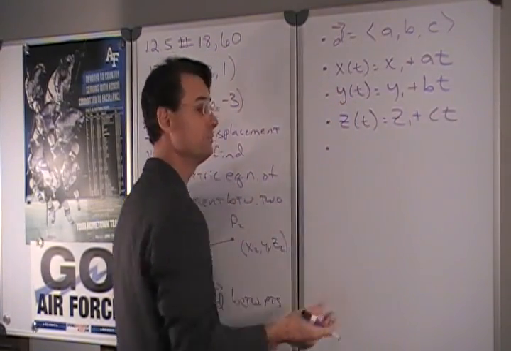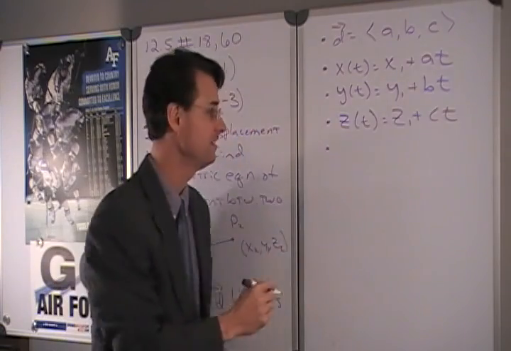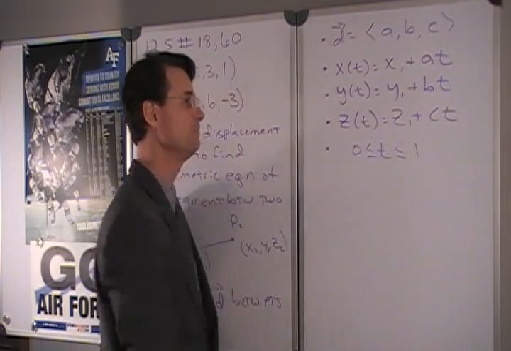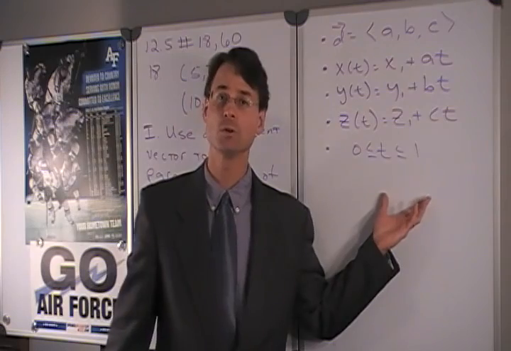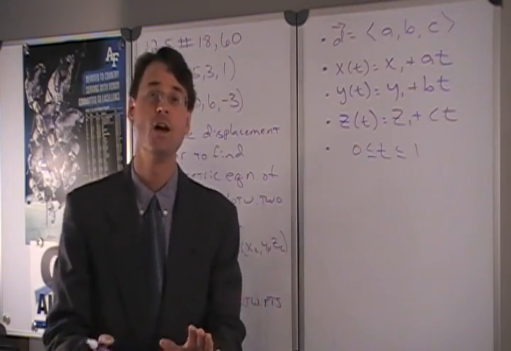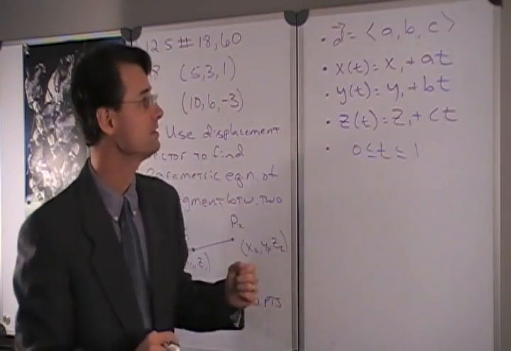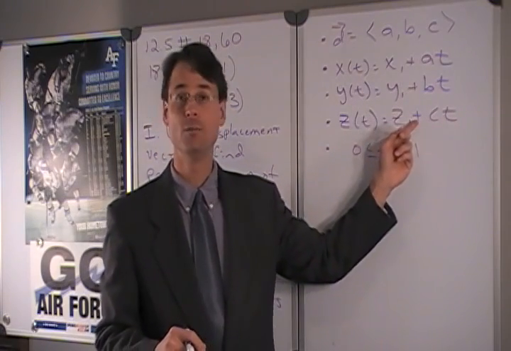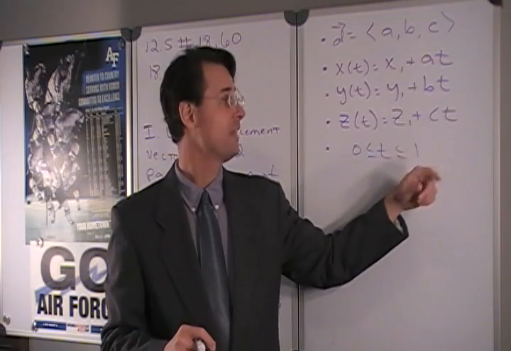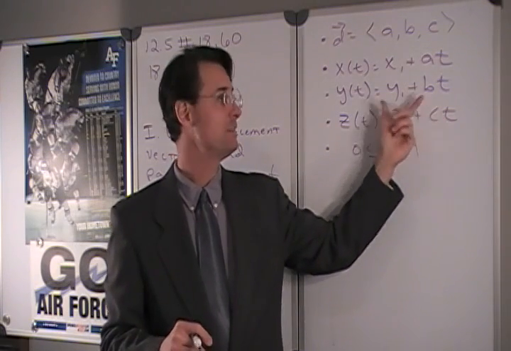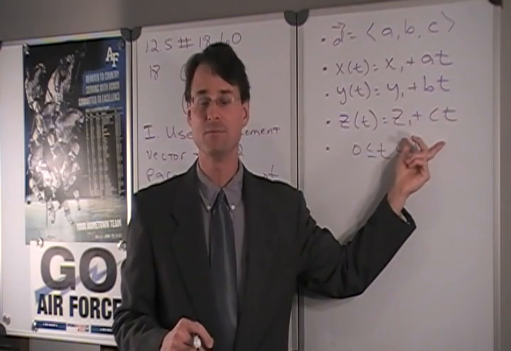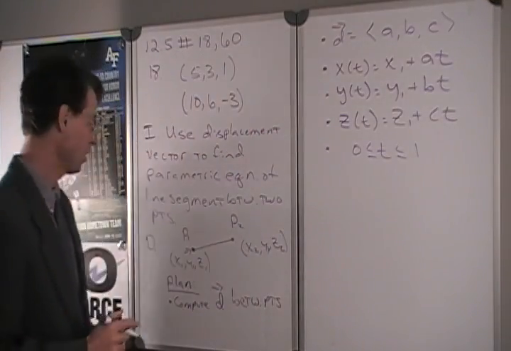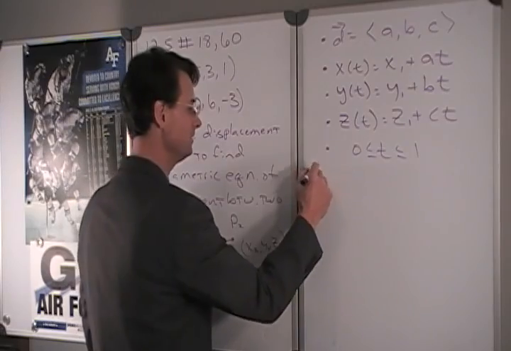And now we need to consider our domain of t, and t is going to go from 0 to 1. And the reason that this approach works for determining the parametric equation of a line segment between 2 points is because at t equals 0, you end up at P1, x1, y1, and z1. And at t equals 1, you end up at that point plus the displacement vector between the 2 points, which puts you at the second point. Alright, so that's the development.